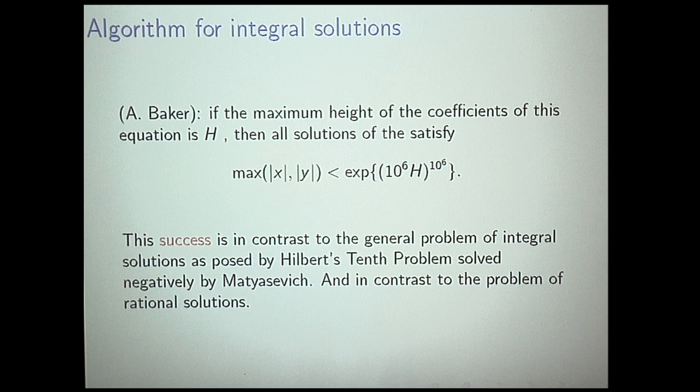Namely, if you just take the maximum heights of the coefficients of this curve and call it h, then the maximum of the x and y is less than an explicit function of h. Well, it's a forbidding bound. Maybe we won't be able to find it. Maybe it's useless. But at least it's finite. It's effective. It's not only finite, but it is explicit.